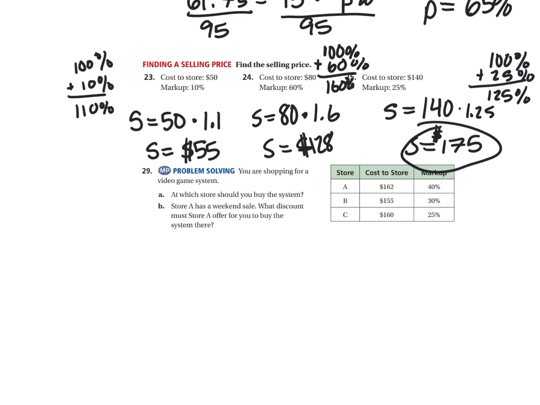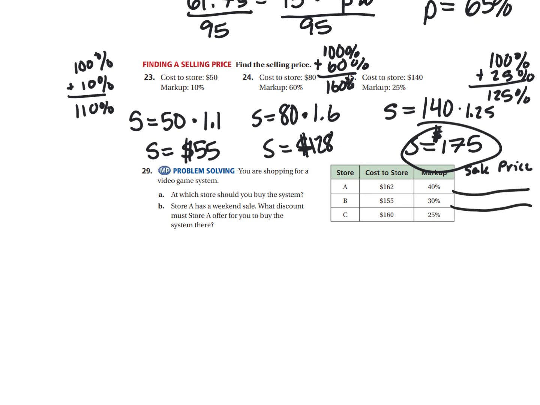Last problem here, number 29, says you're shopping for a video game system. It's first asking which store it makes the most sense to buy it at, and then store A is going to have a weekend sale. What discount must store A offer you to buy the system there? Alright, so when we go in through this, I'm going to make a new column that says sale price. And we're going to find it for each of these stores.